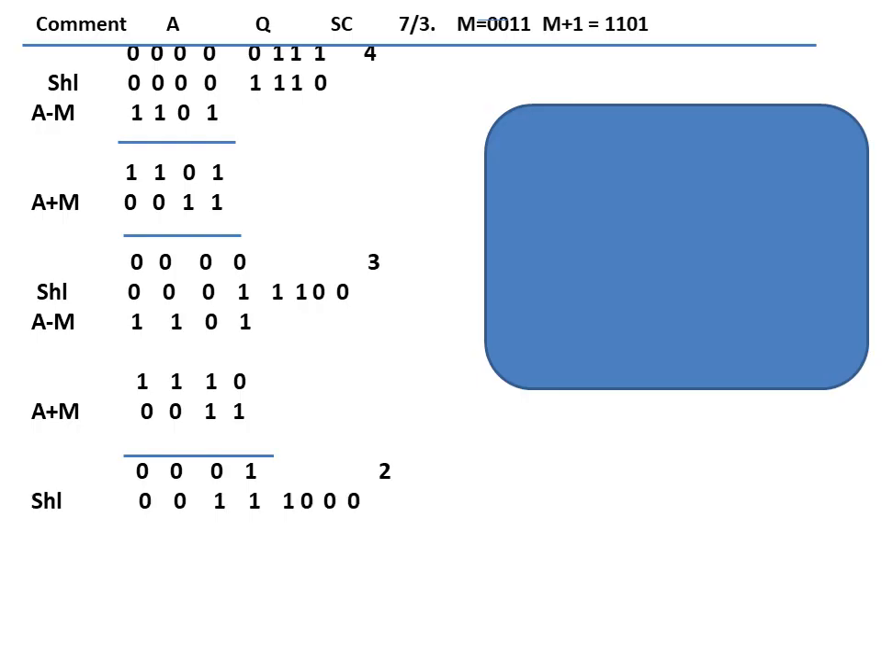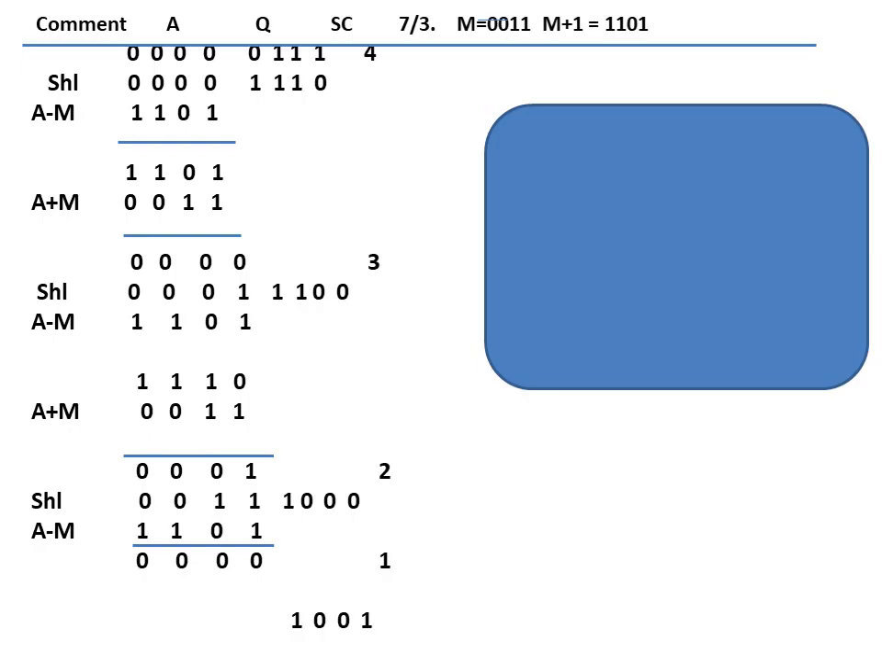As usual, when we shift the Q content, we will get this result. Now the next step is A minus M. So add the 2's complement of M with A. When we add this, we will get this result. We will always omit the carry. So we get this result here. Since the sign bit is 0, we will not perform A plus M. Now we take this value, and since this bit is 0, this 0 will be replaced with 1. So we will get this value, 1001.